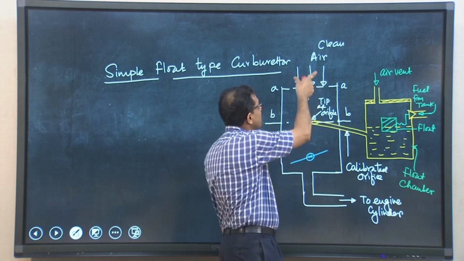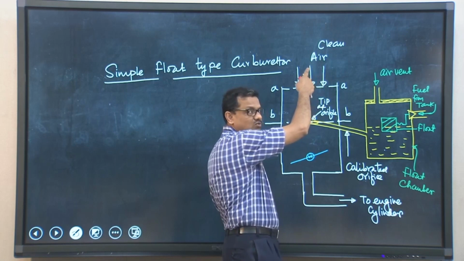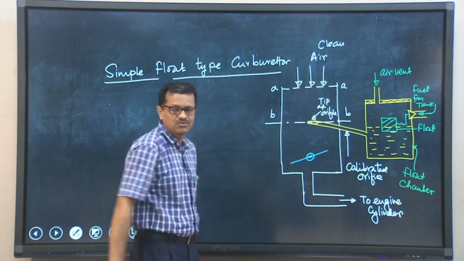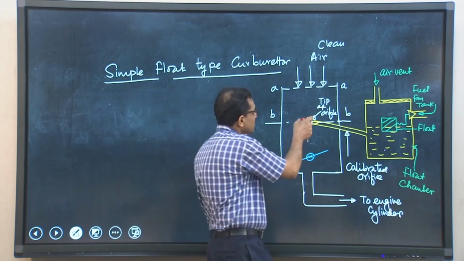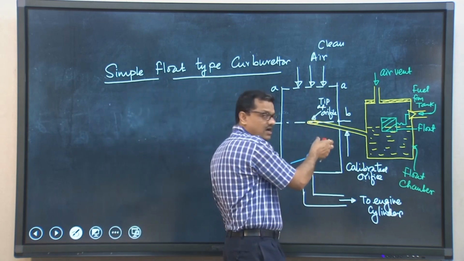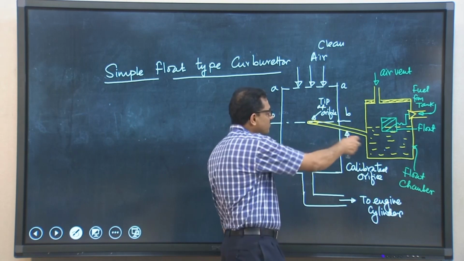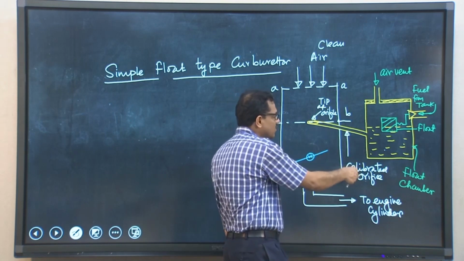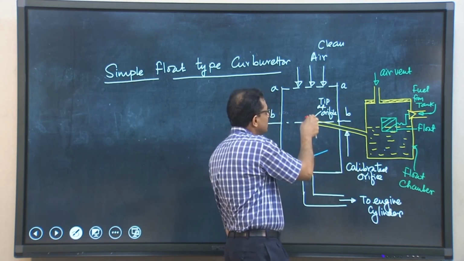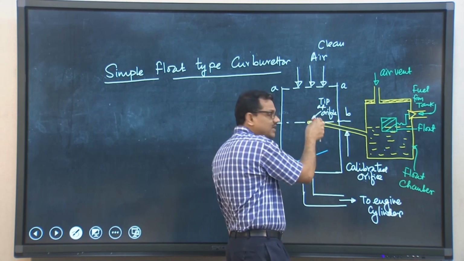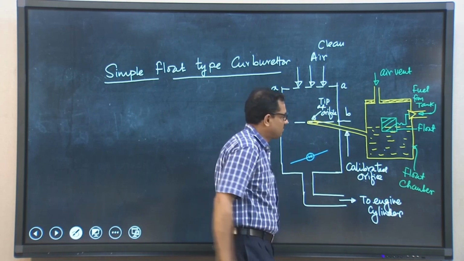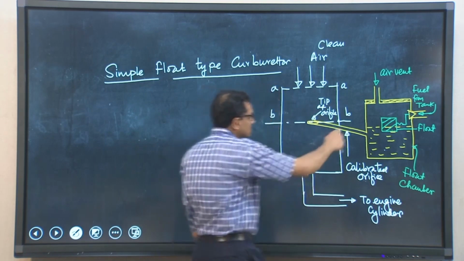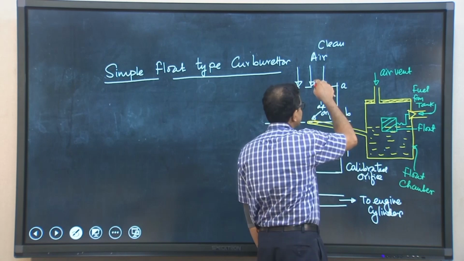So, air will flow from the air cleaner, that is clean air should be taken to remove all the dust particles which are there in the air, and the flow of air also will try to induct certain amount of fuel from the float chamber through this calibrated orifice, and that metered fuel should be discharged at the tip of the orifice. How can we do it? Because this is also open to atmosphere, this is also open to atmosphere.